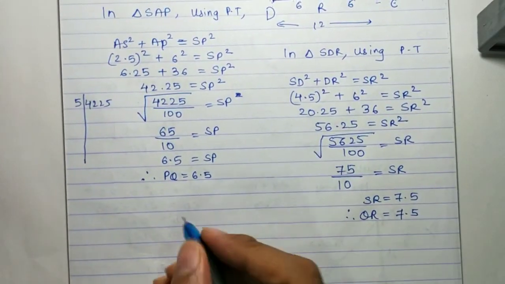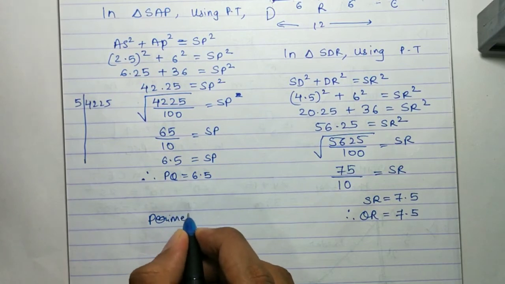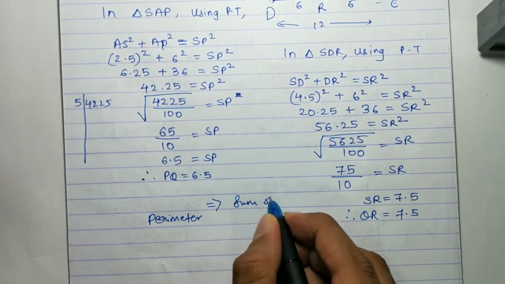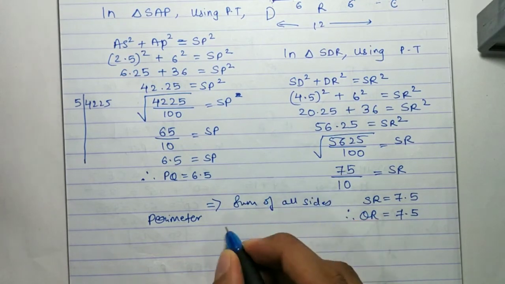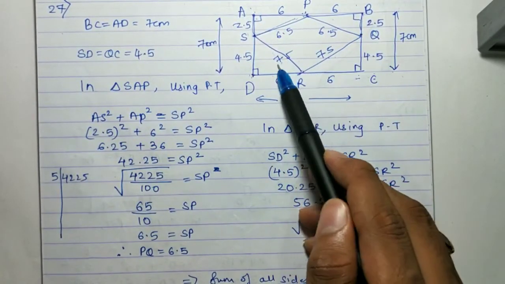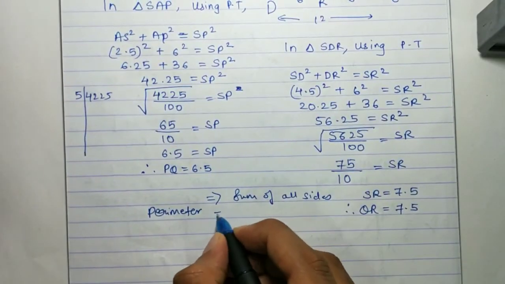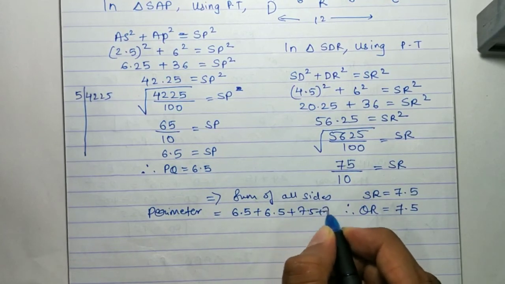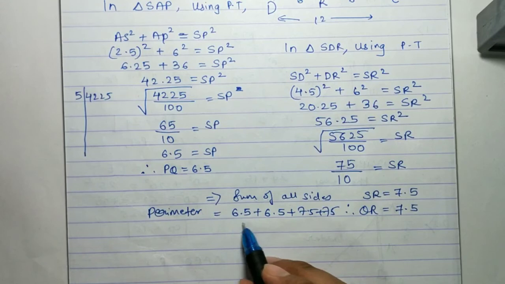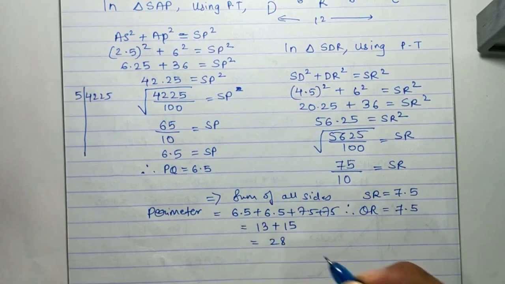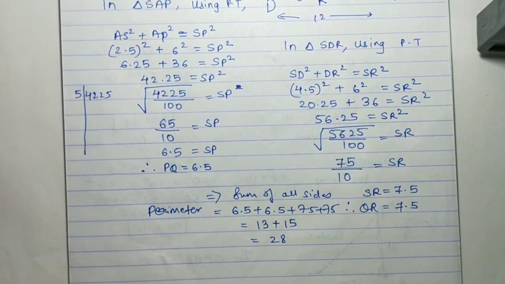And what is perimeter? Perimeter is the sum of all sides. That means we have to find the perimeter of PQRS. So 6.5 plus 7.5 plus 7.5 plus 6.5. So this will be 13 and this is 15. So 13 plus 15 is 28. We got the perimeter of this figure as 28 centimeter.